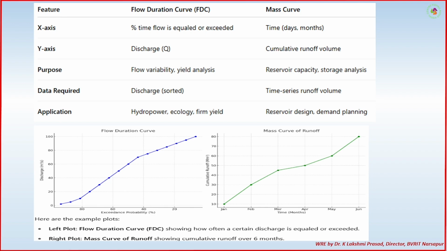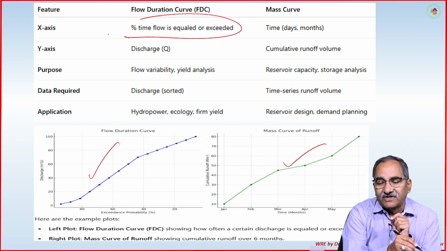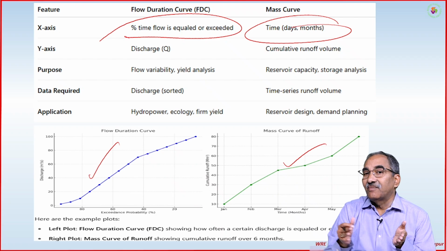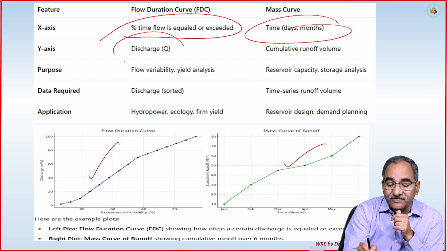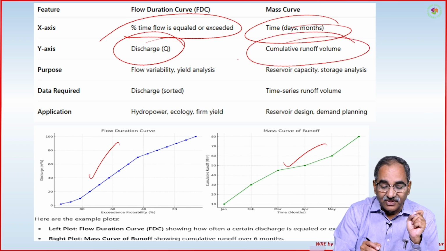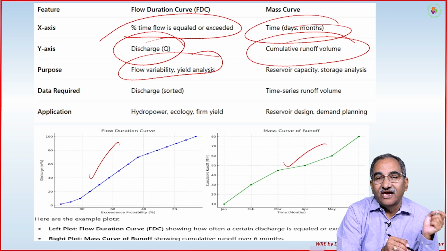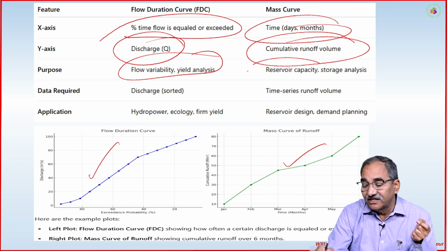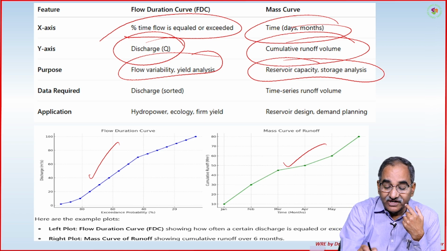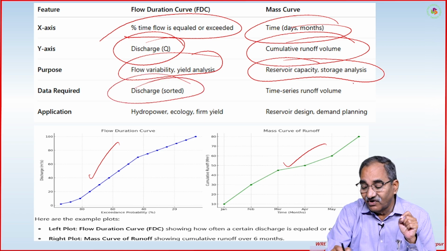Now, if I make a comparison of both the flow duration curve and the mass curve: on the x-axis, in the flow duration curve you will take the percentage of time flow is equaled or exceeded, whereas for the mass curve the x-axis is time, maybe days, months, or years. On the y-axis, you will take discharge in meter cube per second for the flow duration curve, and runoff volume for the mass curve. What is the purpose? Flow variability here, that is the main important point. For the mass curve, it is reservoir capacity determination or storage analysis. And what is the data required? The discharge for the flow duration curve.